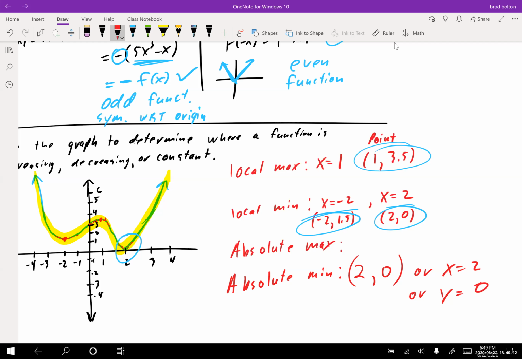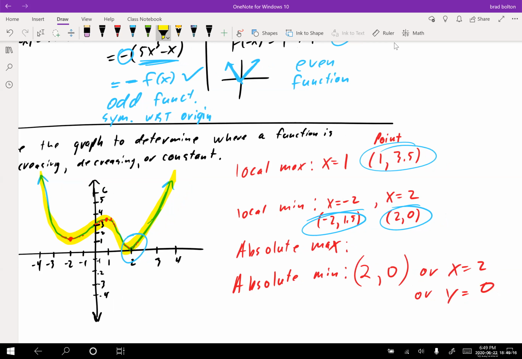Now, if they want to know the absolute maximum, well, that's easy. Notice this graph right here, how high up does it go? It goes on forever because of these arrows. So when a graph goes on forever, up or down, it cannot have either a max or a min. You cannot say that your maximum is infinity. Both of these graphs from both sides are approaching infinity. So we would say no absolute max, okay?